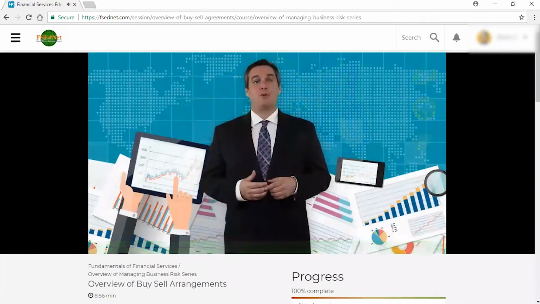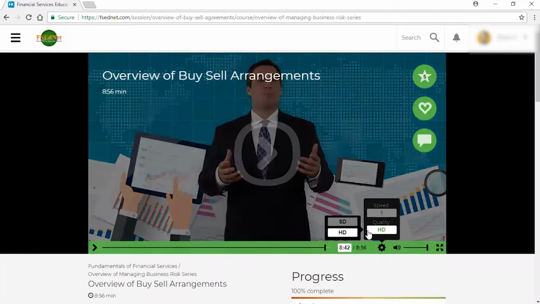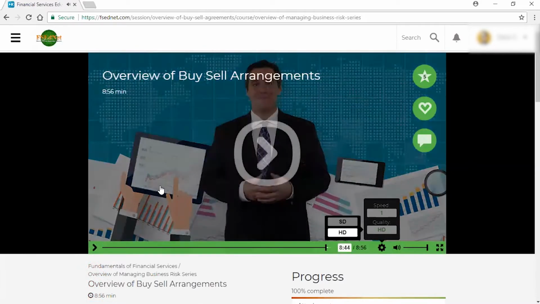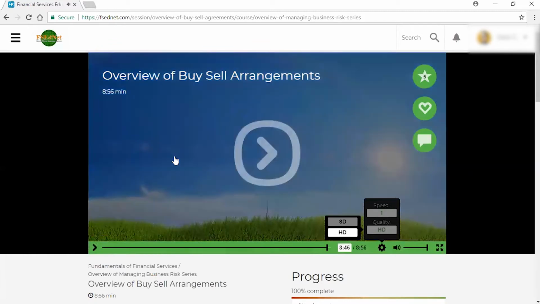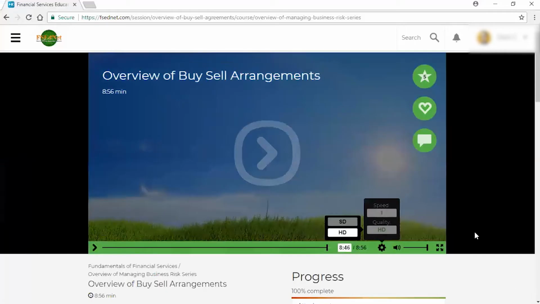If you have a weak internet connection, then click on the gear icon and you can change it to standard definition. Now, if it is still slow, press the pause button, wait a few moments, and allow the streaming to begin. Then press the play button. If you wish to watch this on a full screen, press the expand button in the lower right corner. To close this version, simply click on the button again.